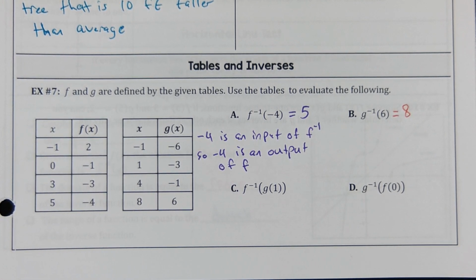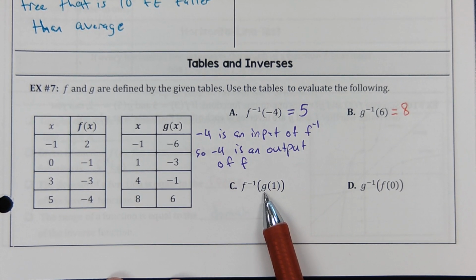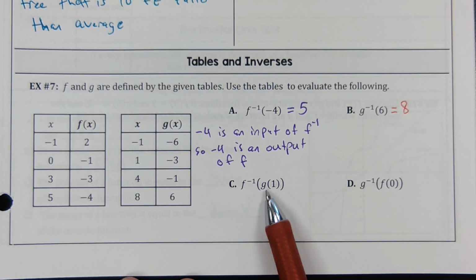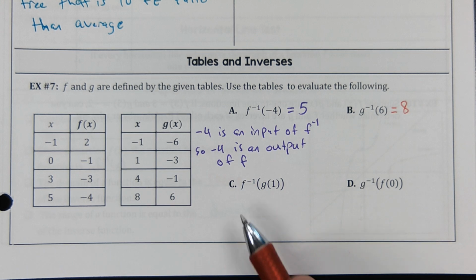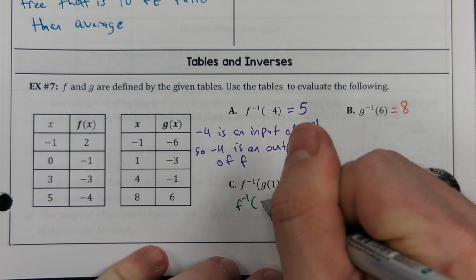Okay, G of 1. Peel this onion. Go from the inside out, though. We're going to start on the inside. G of 1. What does G of 1 equal? G of 1 equals -3. So this question actually says, what is F inverse of -3?